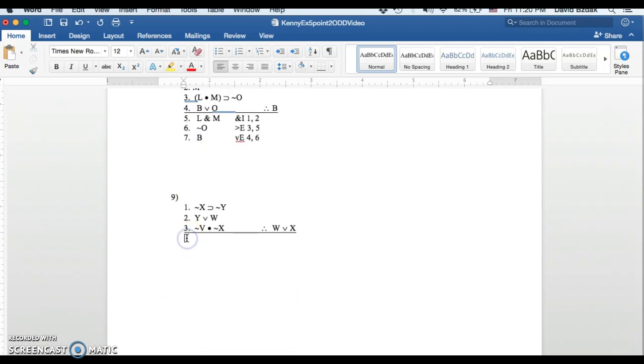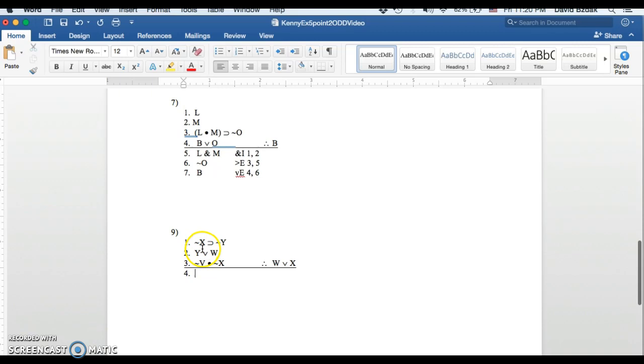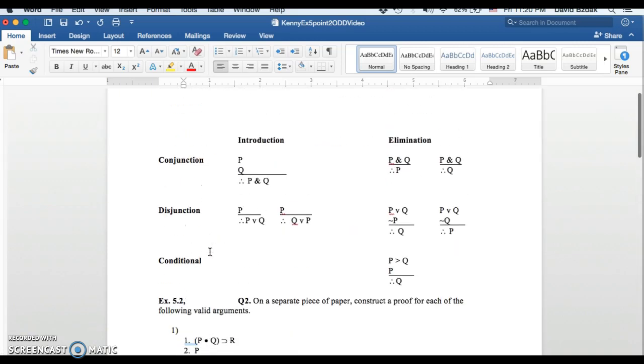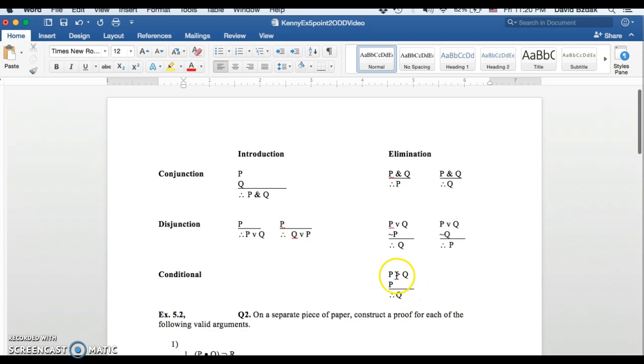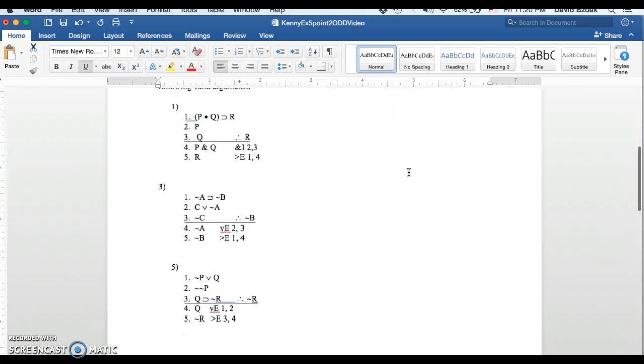Last one, number 9. We want W or X. Okay. So we want a disjunction. And we've got a conditional, a disjunction, and a conjunction. Now notice, to eliminate either the conditional or the disjunction, look, the conditional elimination rule requires 2 inputs, conditional plus antecedent. Disjunction elimination requires 2 inputs, disjunction and the negation of one of the disjuncts. But conjunction elimination doesn't require anything else besides the conjunction.